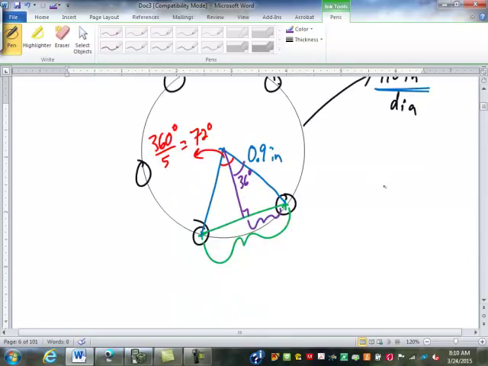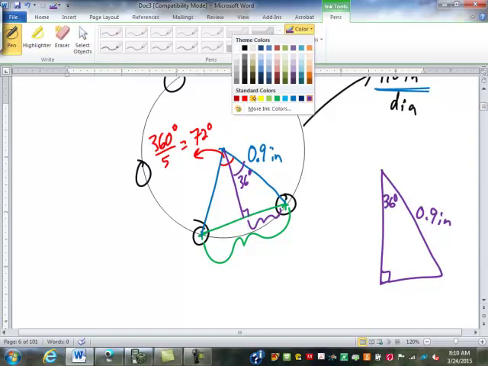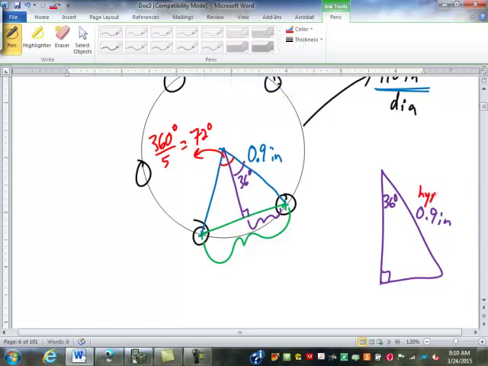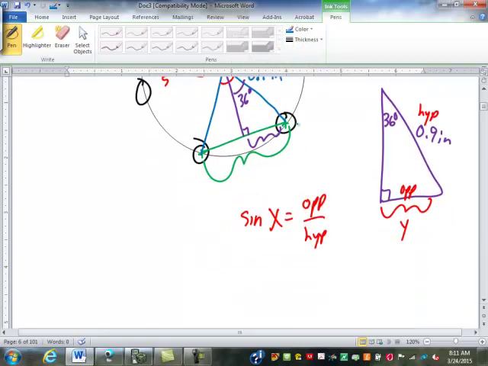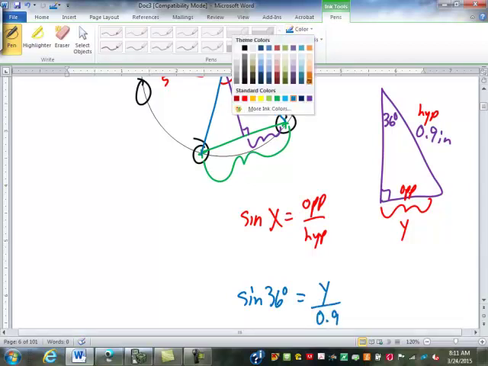So what I have there is a right triangle that is 36 degrees and 0.9 inches. So I have the hypotenuse here. I'm looking for this piece. I'm going to call this y. That's the opposite side. So, of course, the sine of an angle is opposite over hypotenuse. I always write those definitions out. That makes sure I get everything in the right spot. So, sine of 36 degrees equals the opposite side I'm looking for over 0.9, my hypotenuse.